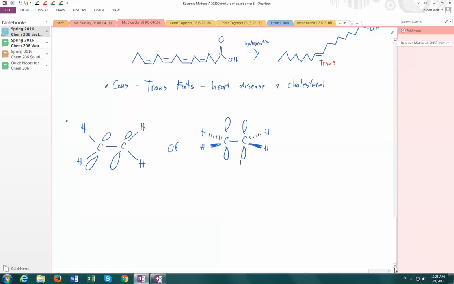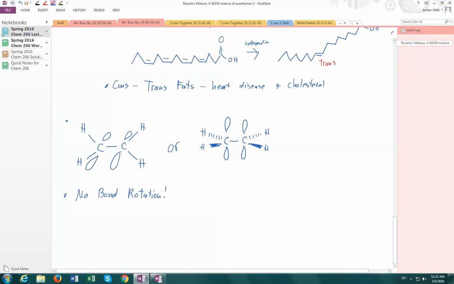reactions on the Monday after spring break, but right now, just a little bit of review. Furthermore, I know I said this a billion times, but we'll say it one more time. There's going to be no bond rotation in double bonds because it takes a ton of energy to basically break the double bond, and so at room temperature, it's just not something that happens.